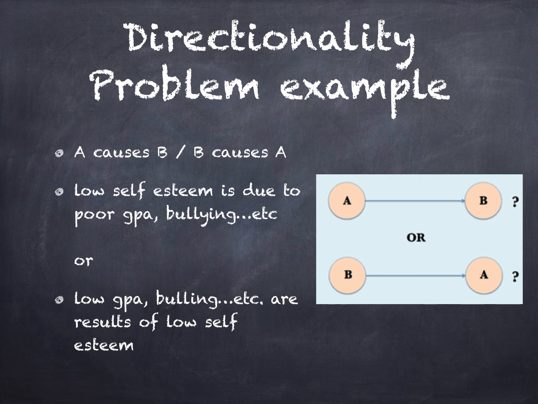Another factor that makes interpreting correlations difficult is the directionality problem. This states that even if 2 variables are indeed correlated to one another, the direction of the relationship is not determined by the mere presence of the correlation. For example, some may see that low self-esteem is due to poor GPA, bullying, pregnancy, etc., whereas others may see that low GPA, bullying, pregnancy, etc., are results of low self-esteem. It is impossible to determine which variable is the cause and which is the effect.